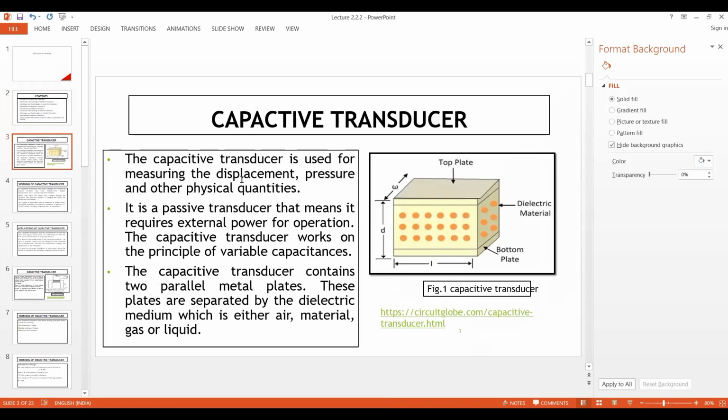So you can see the capacitive transducer. It is used for displacement, pressure, and other physical quantities. We can also use piezoelectric. We just put pressure from both ends, and two different plates are there with a dielectric in between. It is a passive transducer, which requires external power for its operation. The capacitive transducer works on the principle of variable capacitance. Different capacitances are there, separated by a dielectric. It can be air; some medium is required.